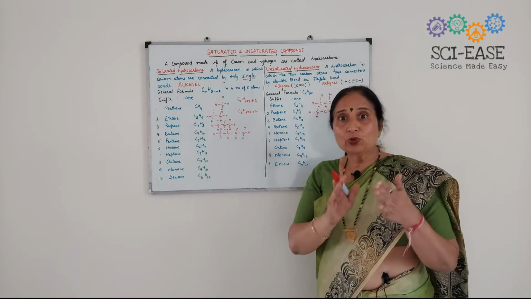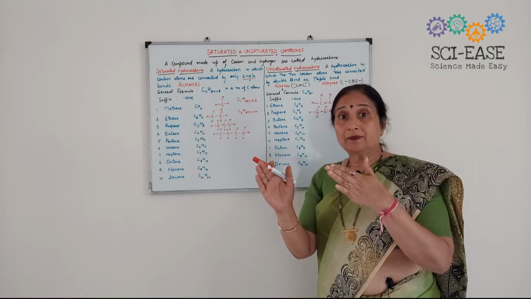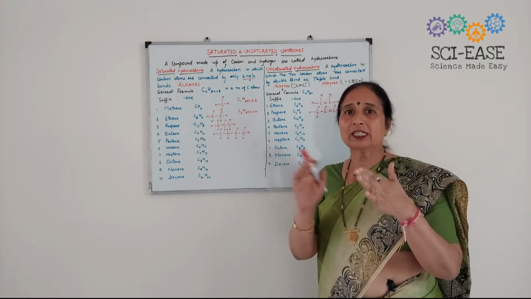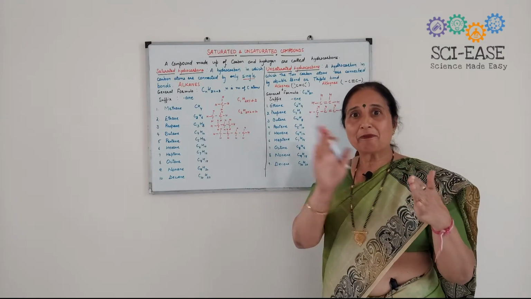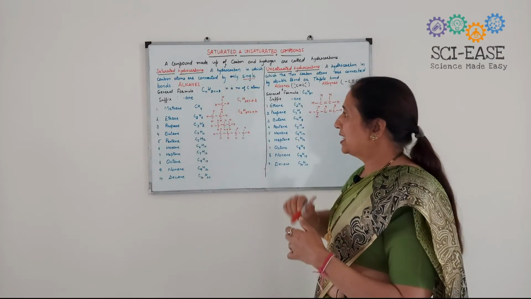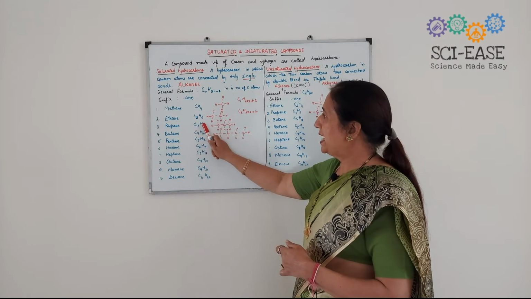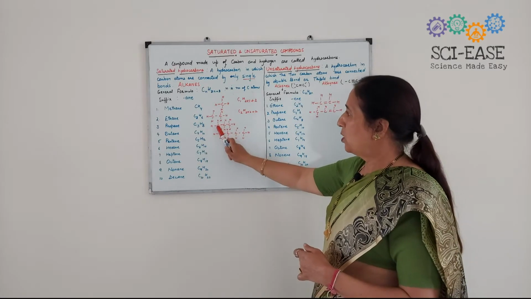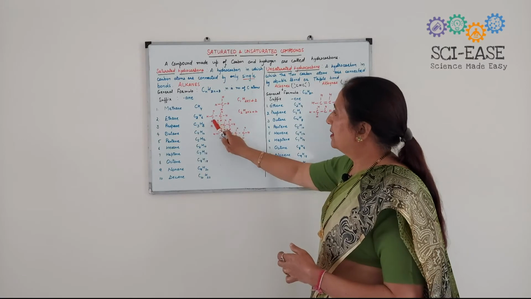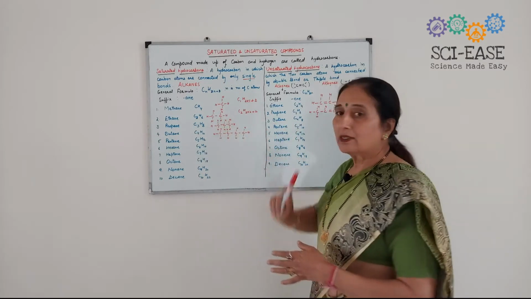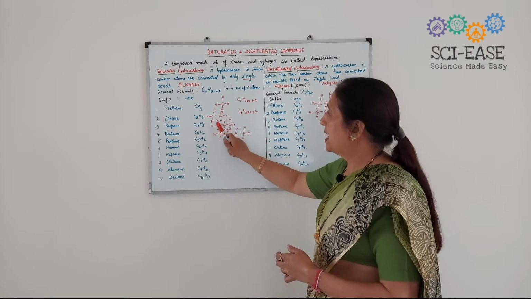For 3, we use prop. If there are 3 carbons, then the word prop is used. If 4, but; 5, pent. So I am taking all these. Propane, C3H8. Now write 3 carbons in a chain and then satisfy the valency of carbon. We will get C3H8.